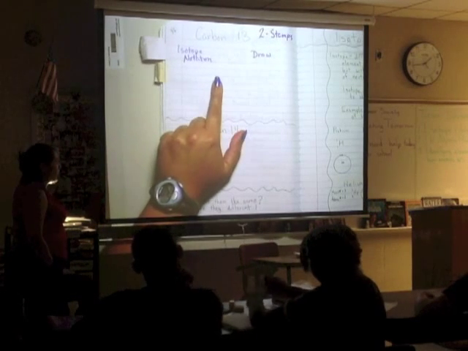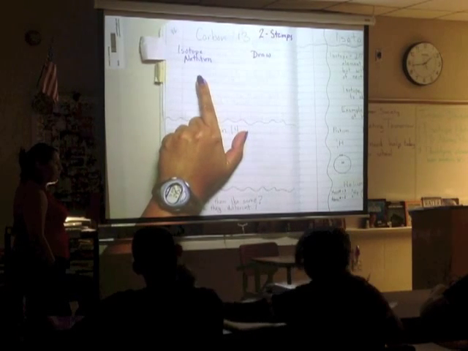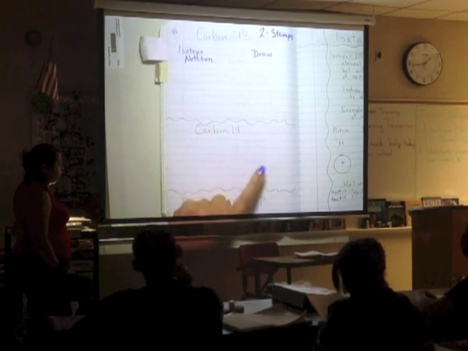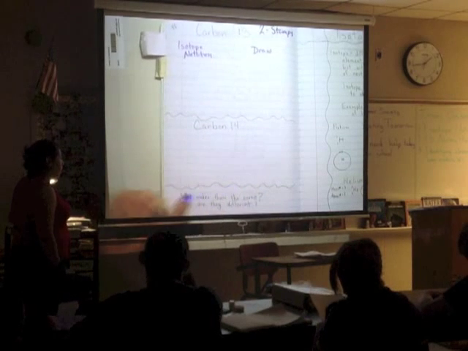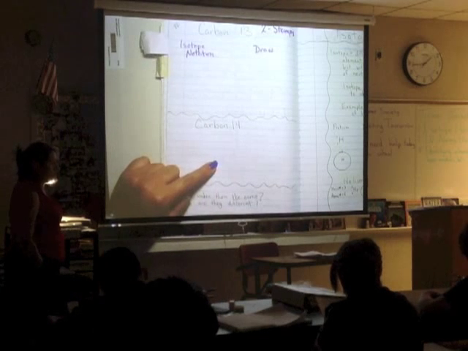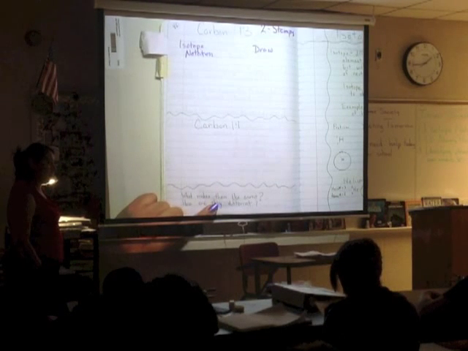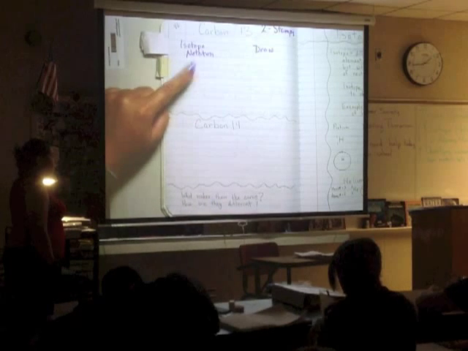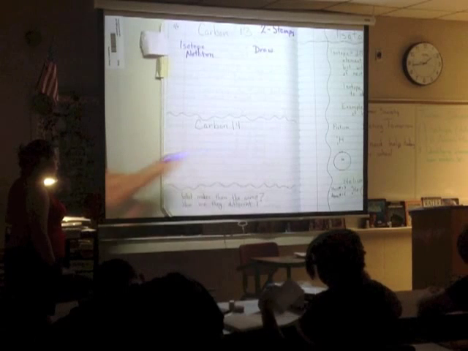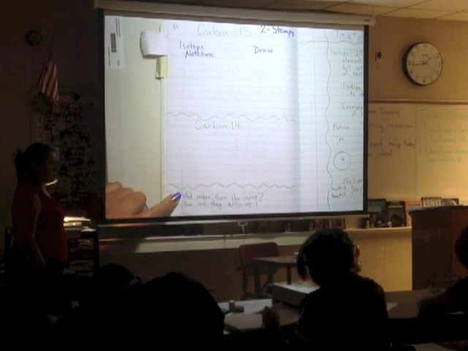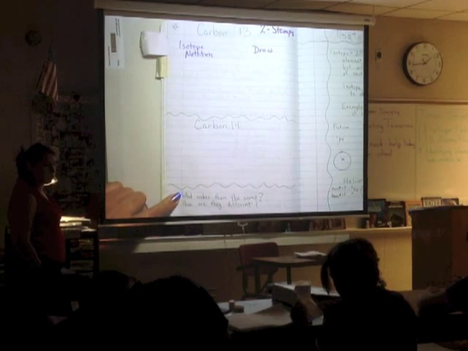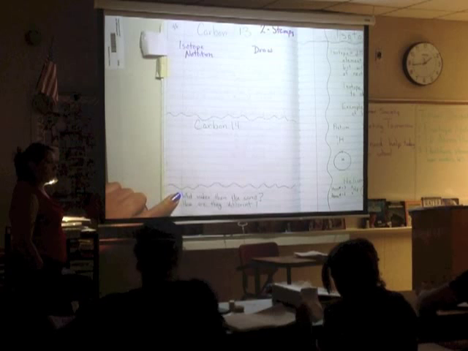You're going to draw carbon 13. You're going to write the isotope notation and draw the picture. Carbon 14, write the isotope notation and draw a picture. And then the bottom, I want you to compare and contrast carbon 13 to carbon 14. What are the similarities? What are the differences? So, how are they the same? How are they different? Any questions on what you're doing?